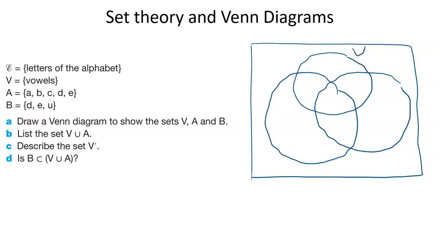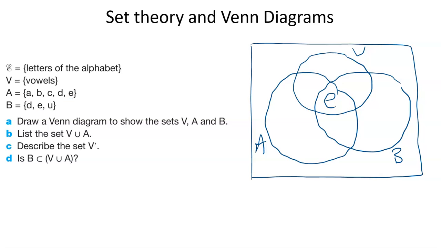Let's label them. So V there, A there, and B there. And again, let's work from the middle. So what vowels are in A and B? Well, we've got E and U, and we've got A and E, so E is in both. Okay, and then we're just going to look at 2 at a time.